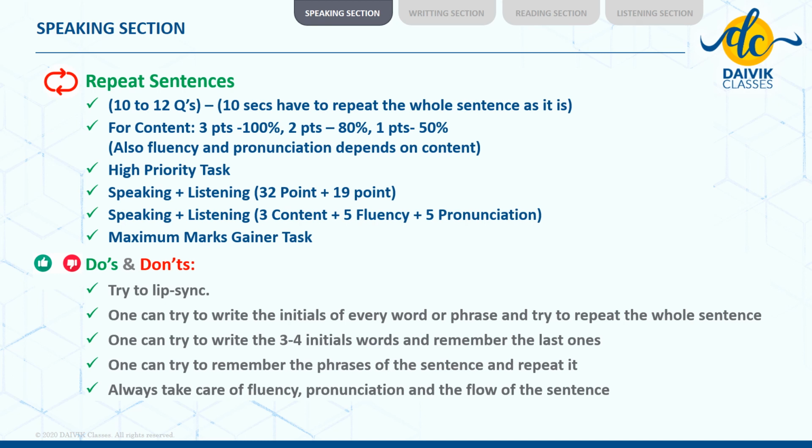Another one is to always take care of fluency, pronunciation and flow of the sentence, which really matters a lot to get maximum marks. Repeat Sentences is very vital for the speaking section and it also contributes a lot to the listening section. So please be careful while preparing for it, and if you are planning to give your exam in upcoming months or weeks, you should practice at least 50 to 100 repeat sentences each day.